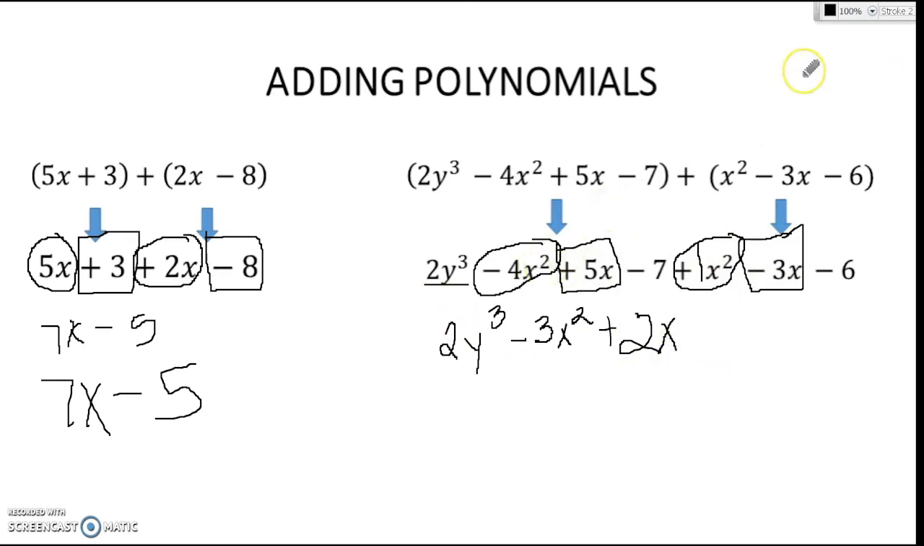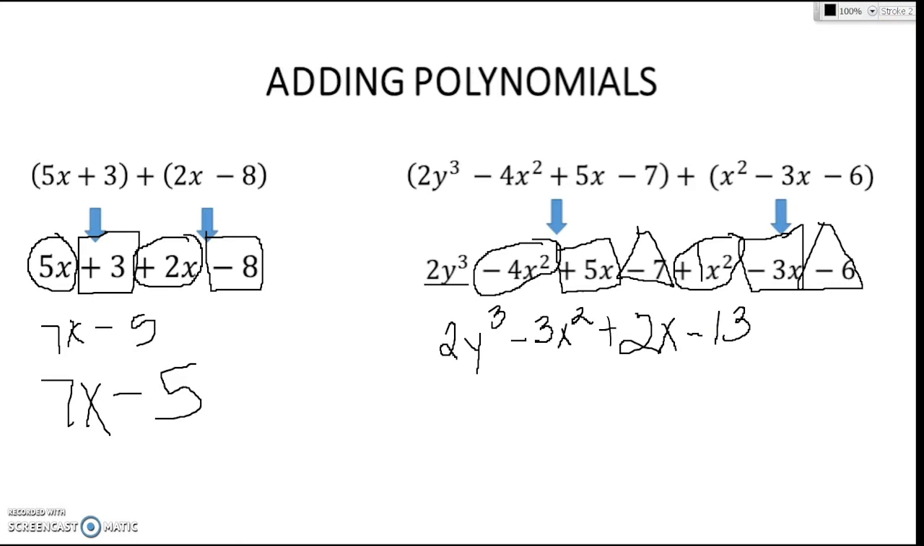And last but not least, I have this negative 7, and I have a negative 6, and a negative means I have a whole bunch of negatives, right? So if I owe somebody 7 and I owe somebody 6 more, then I am in the hole a total of 13. So negative 7 plus negative 6 gives me a negative 13.